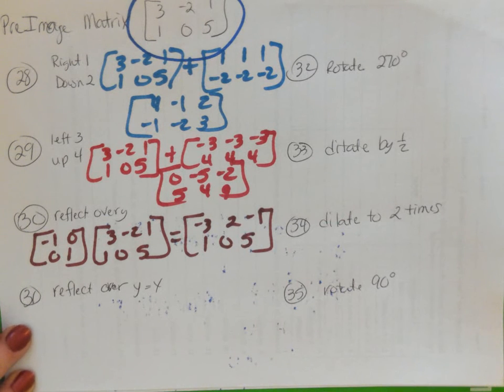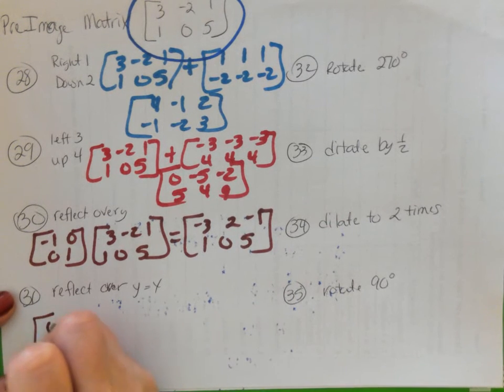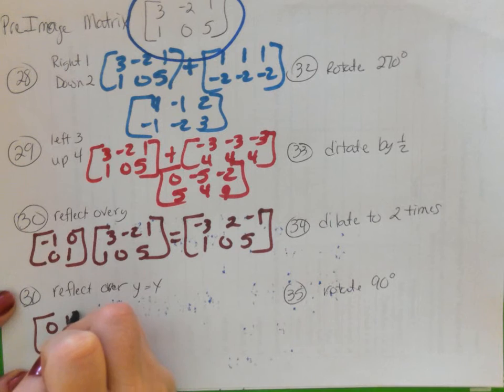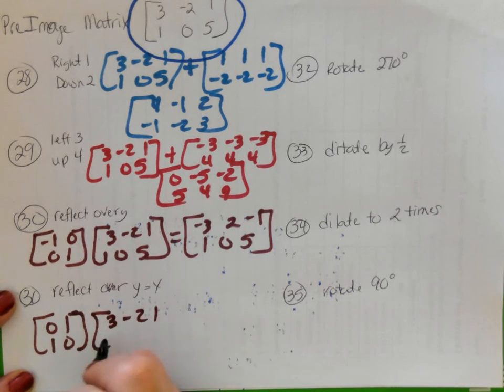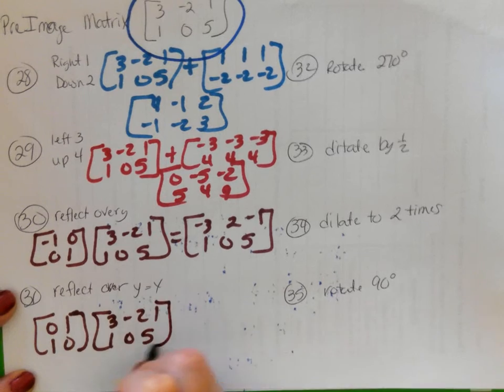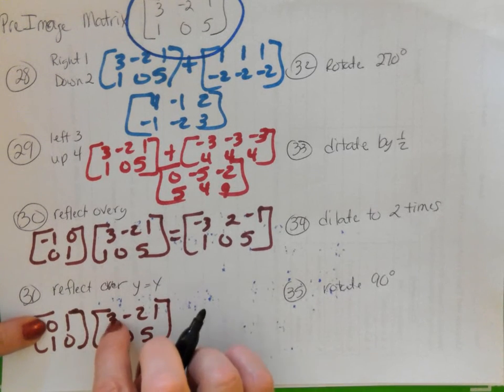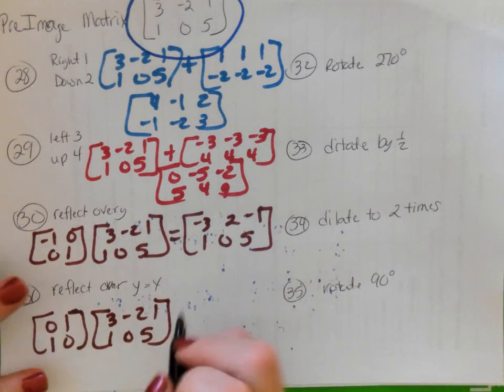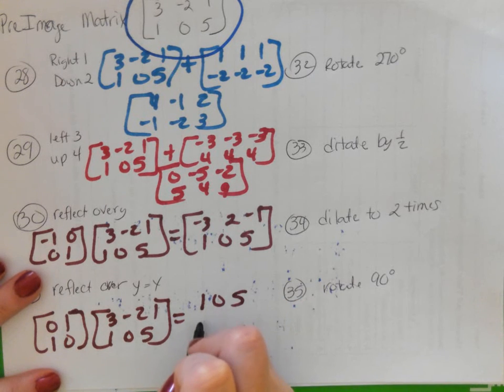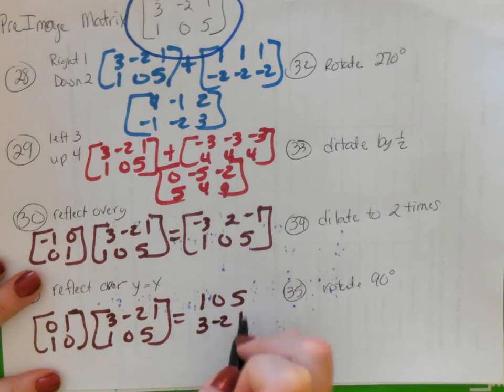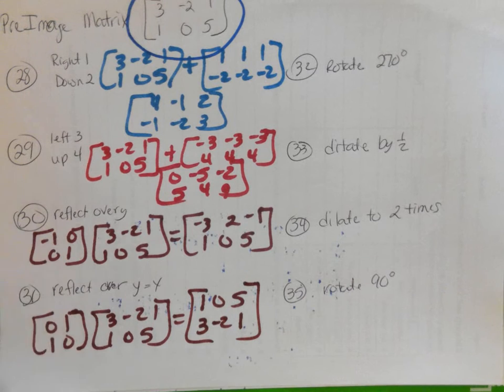Reflecting over the y equals x, 0, 1, 1, 0. Okay, this one flips them. If you look, if we do 0 first and then 1, it's going to take the bottom row and put it on top, and the top row goes on the bottom. And there's our answer.